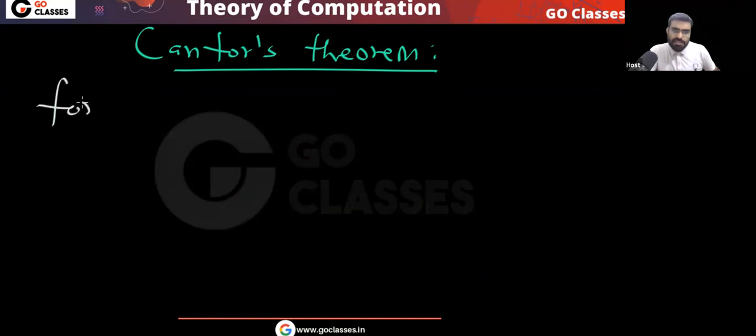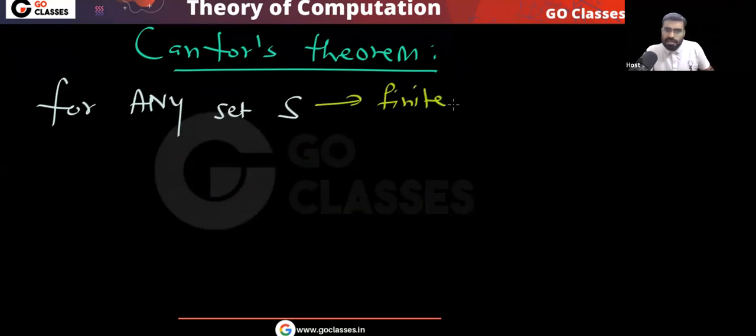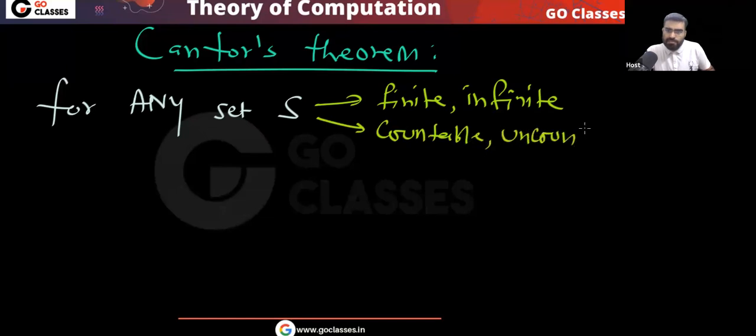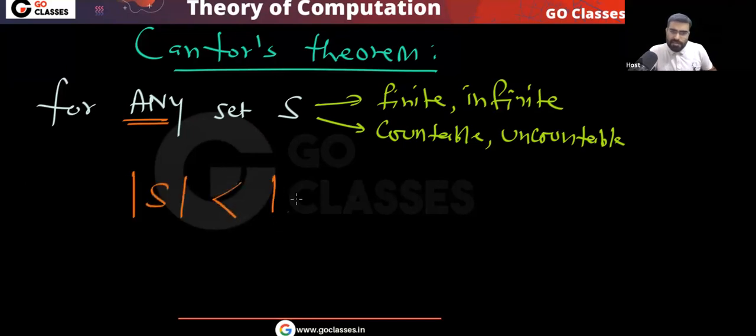Cantor's theorem says that for any set S, whatever set you take, this S can be finite or infinite. In the infinite case, it can be countable or uncountable, whatever. So whatever set you take, what will happen? The cardinality of S is strictly less than the cardinality of P(S).